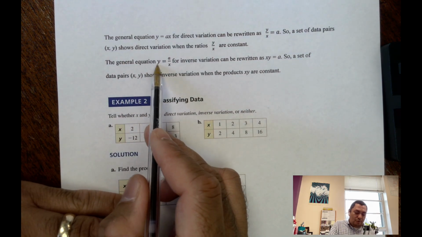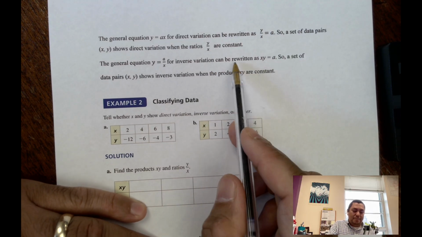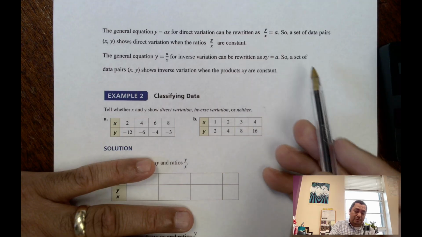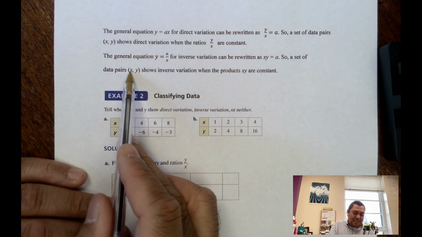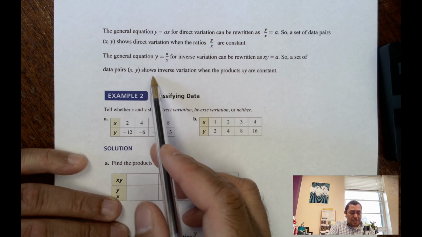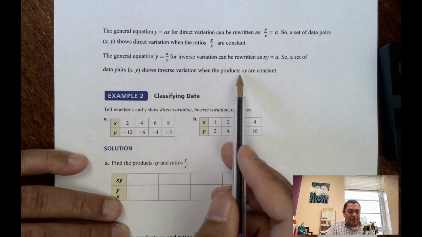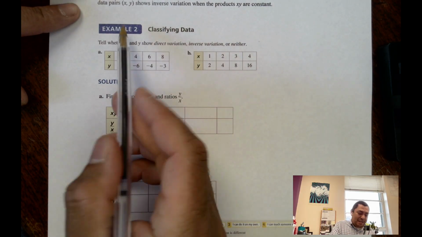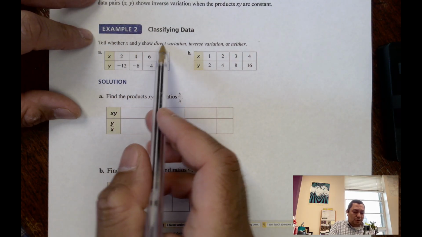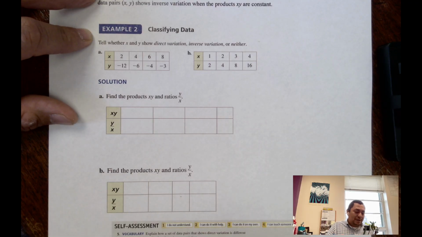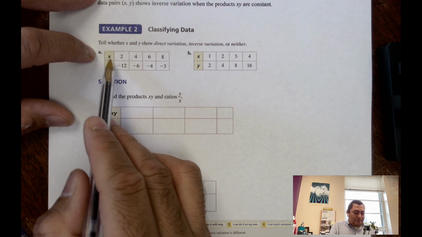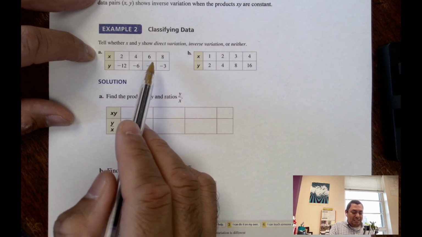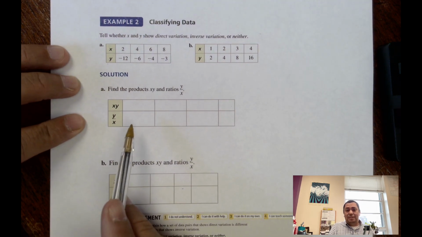The general equation y equals a over x for inverse variation can be written as x times y equals a. We did that one in the previous example. So a set of data pairs x comma y shows inverse variation when the products x times y are constant. So I have some data here. Example 2. Tell whether x and y show direct variation, inverse variation, or neither. So the first table I have x and y: 2, 4, 6, 8, and negative 12, negative 6, negative 4, negative 3. I do have the table already set up.